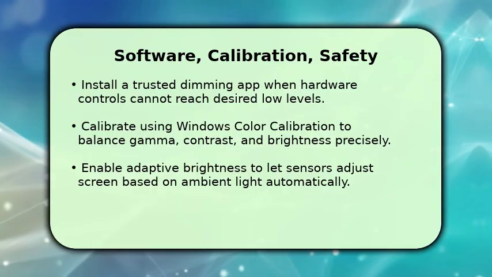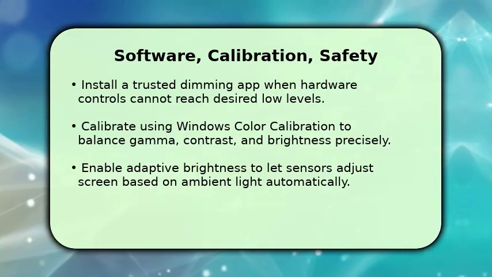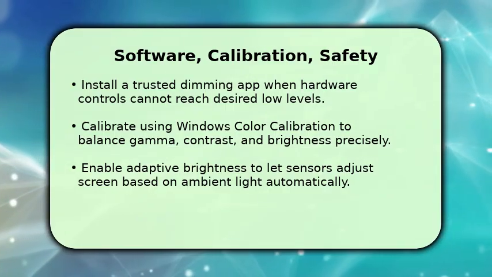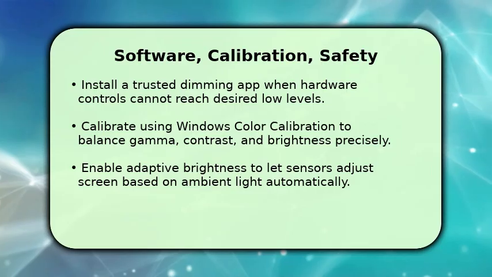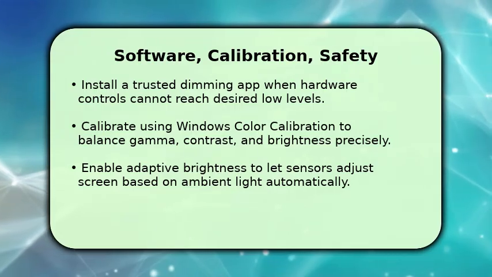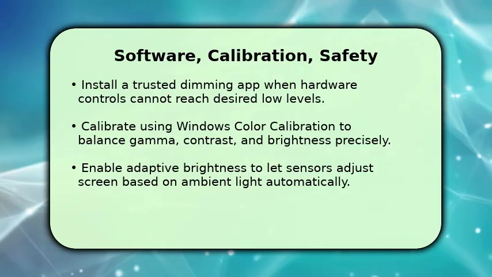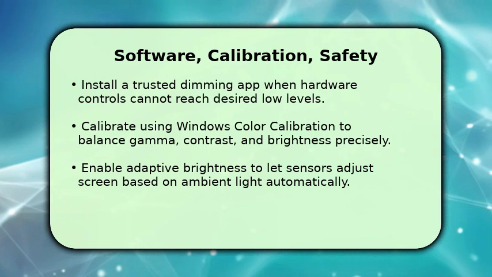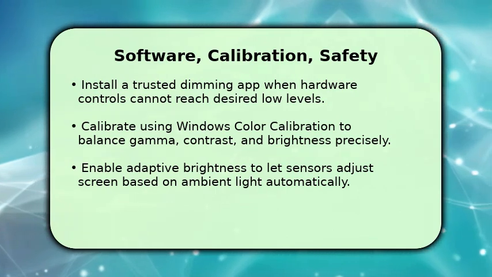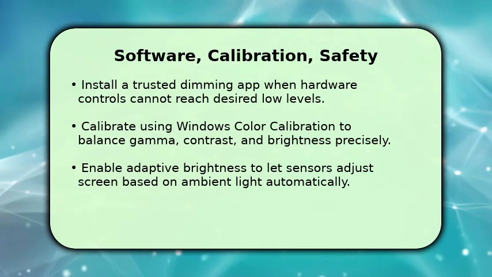Calibrate using Windows Color Calibration to balance gamma, contrast, and brightness precisely. Enable adaptive brightness to let sensors adjust screen based on ambient light automatically. Avoid extreme dimming for long periods to prevent eye strain. Take breaks every hour. Follow these combined tips to achieve comfortable low brightness.